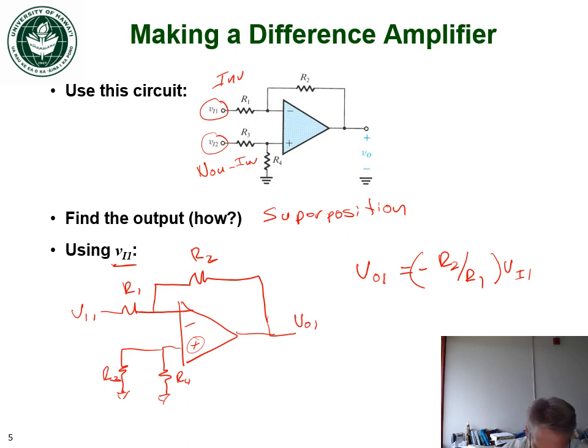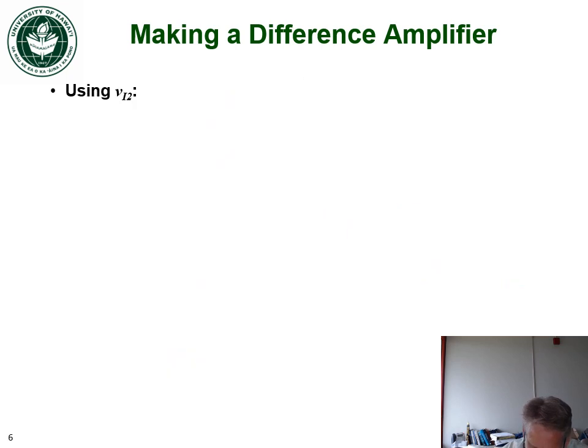All right, now let's look at what happens when we look at the input VI2. So in this case, we draw our amplifier like so. We have R3 and R4.